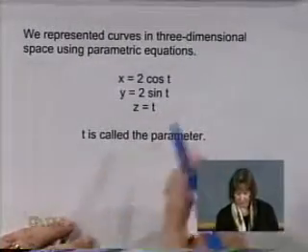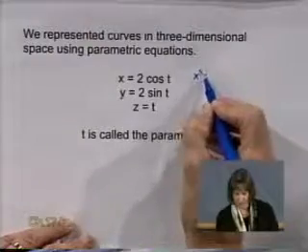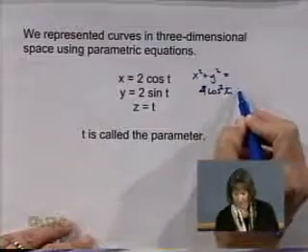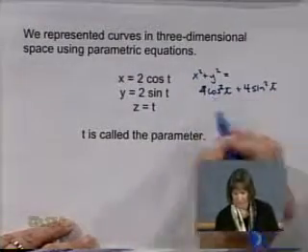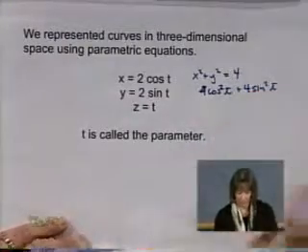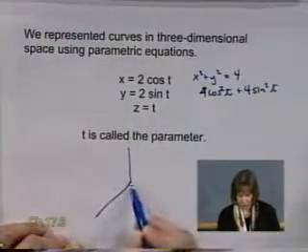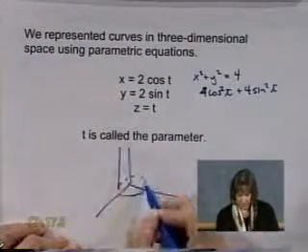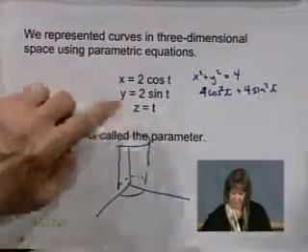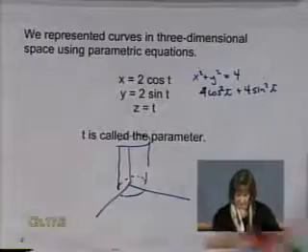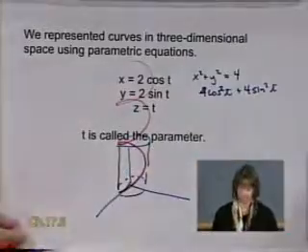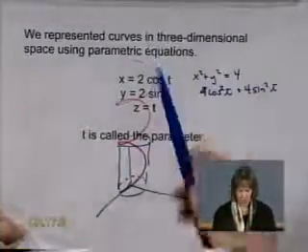Now, the thing to remember is, on this particular curve, if you go x squared plus y squared, you'd get 4 cosine squared plus 4 sine squared. And since cosine squared plus sine squared is equal to 1, this would equal 4. So this particular curve is on the cylinder x squared plus y squared equals 4. But what's happening is, as t is increasing, you might remember you would be going up further and further as you're wrapping around that cylinder. But notice, a curve is one-dimensional.